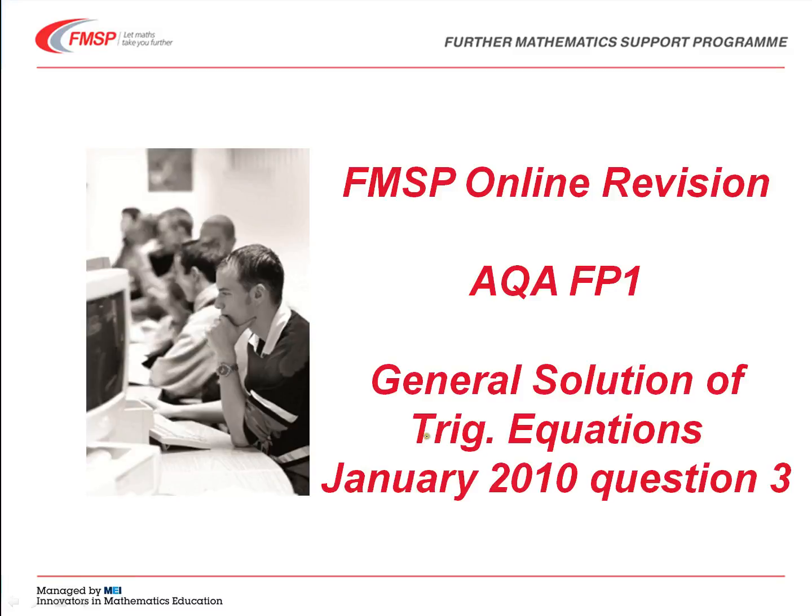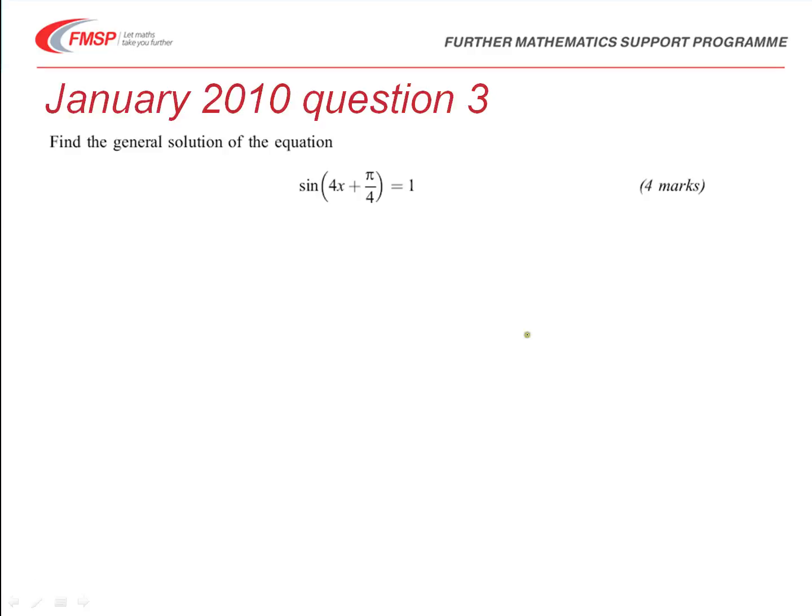Welcome to this online revision session for AQA FP1, in which we will be considering the January 2010 question 3, which involves the general solution of trig equations. On this question, straightforward, find the general solution of sine of 4x plus pi by 4 equals 1.